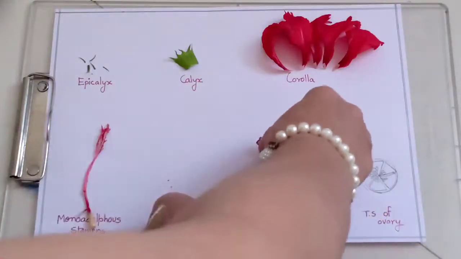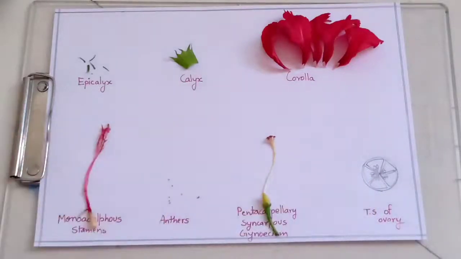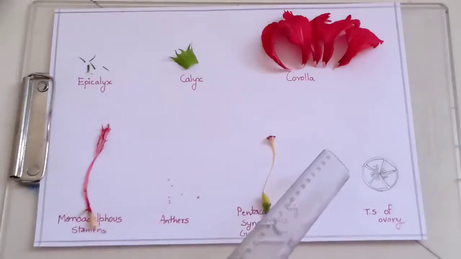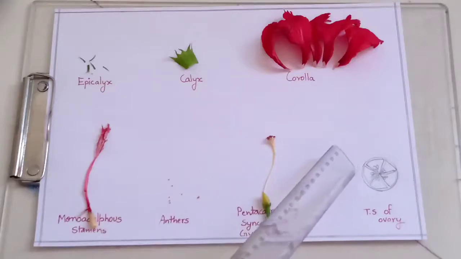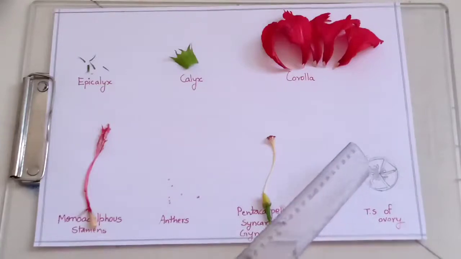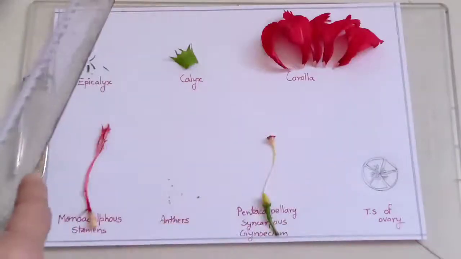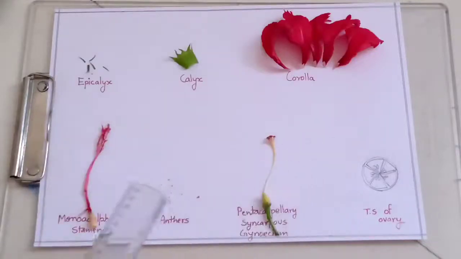So here I will put this one: pentacarpillary syncarpous gynoecium. And this way you have to display. So this one is the monoadelphous stamen, staminal tube. And here this is the pentacarpillary syncarpous gynoecium. Now this is the TS of ovary. When we take a section of this ovary with the help of a sharp blade and observe under a dissecting microscope, we will see that the ovary is pentalocular. You can see here 5 chambers: 1, 2, 3, 4, 5. Fine. With axile placentation. So this is all about the dissection and display of different floral parts. In the exam also you have to do like this.